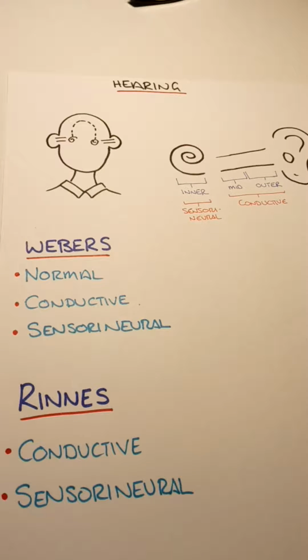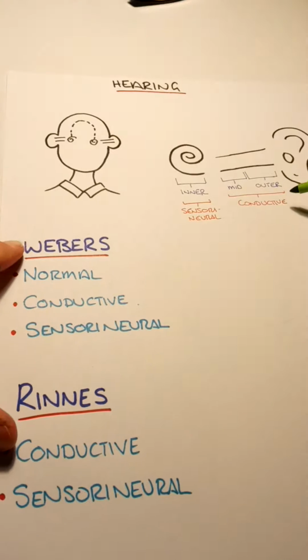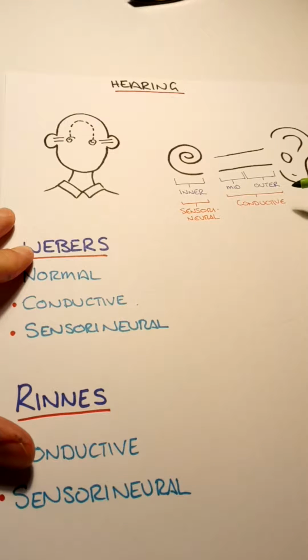So conductive hearing loss occurs when there are problems transferring sound waves anywhere along the outer ear or the middle ear, and that includes the eardrum as well.